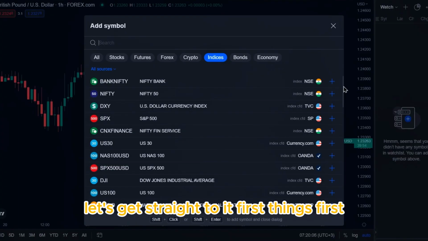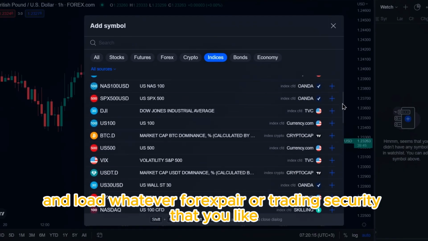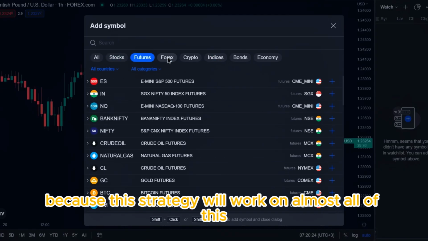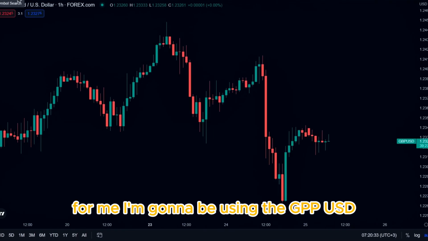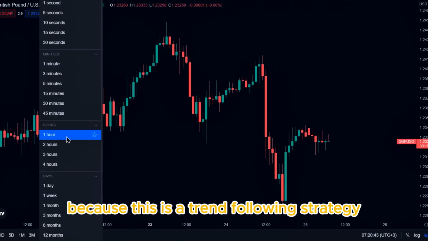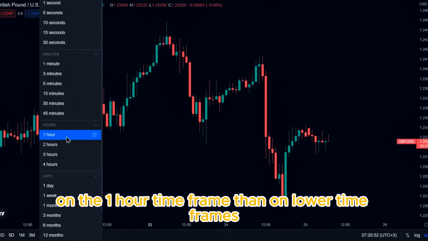First things first, get on TradingView and load whatever forex pair or trading security that you like, because this strategy will work on almost all of them. For me, I'm going to be using the GBP USD. The time frame is going to be 1 hour because this is a trend following strategy, and trends usually last longer on the 1 hour time frame than on lower time frames.